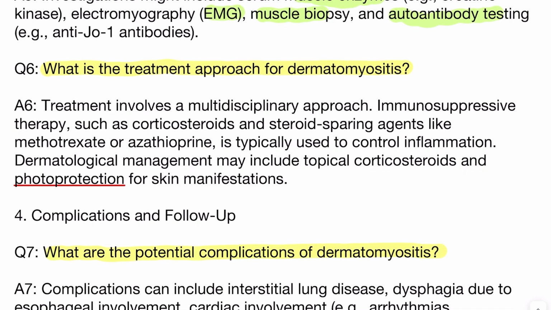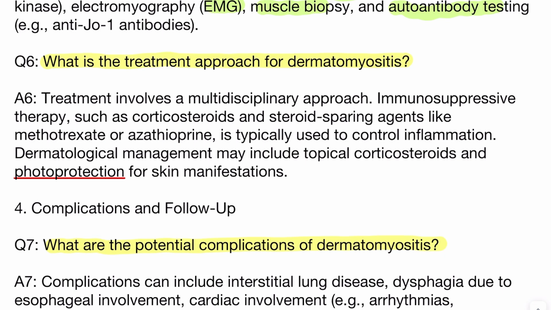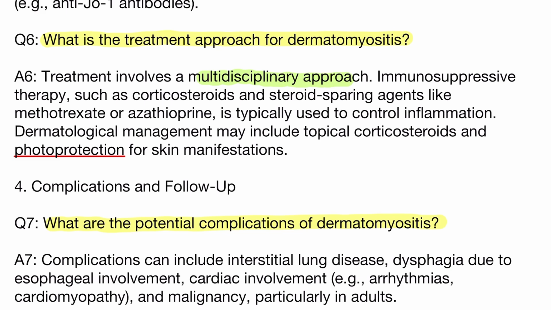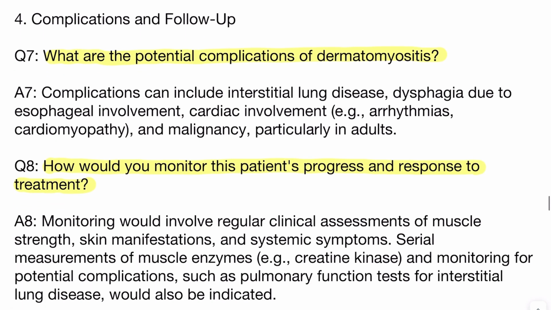Treatment approach for dermatomyositis: we need a multidisciplinary approach, and we will be thinking about immunosuppressive therapies like corticosteroids and steroid-sparing agents like methotrexate or azathioprine, and dermatological management may include topical corticosteroids and photoprotection for any skin manifestations. So in the treatment approach, immunosuppressive and dermatological management. Remember these 2 points.